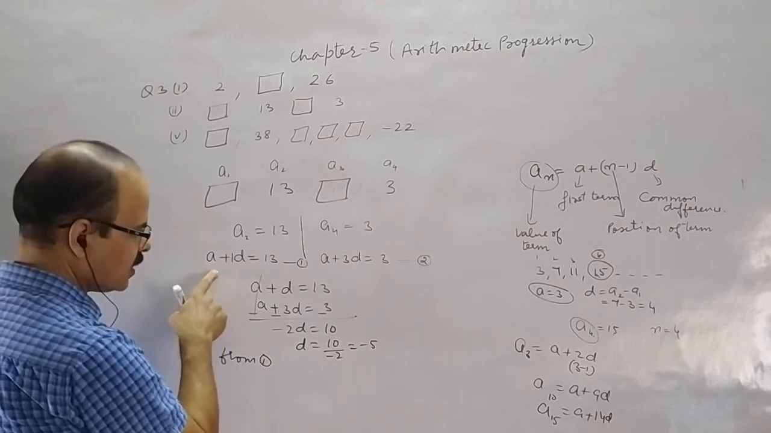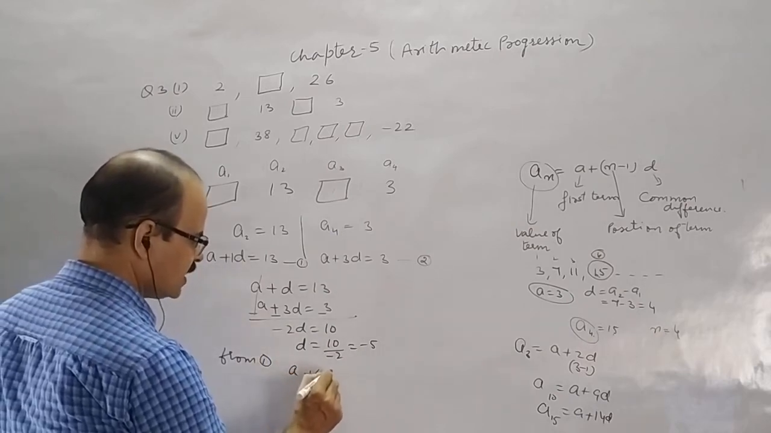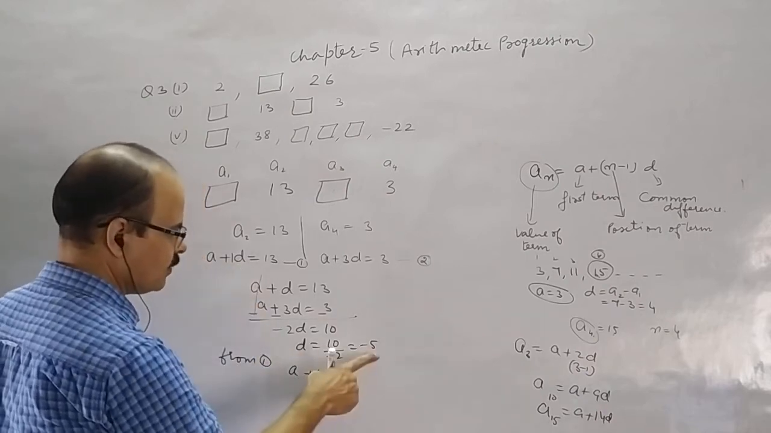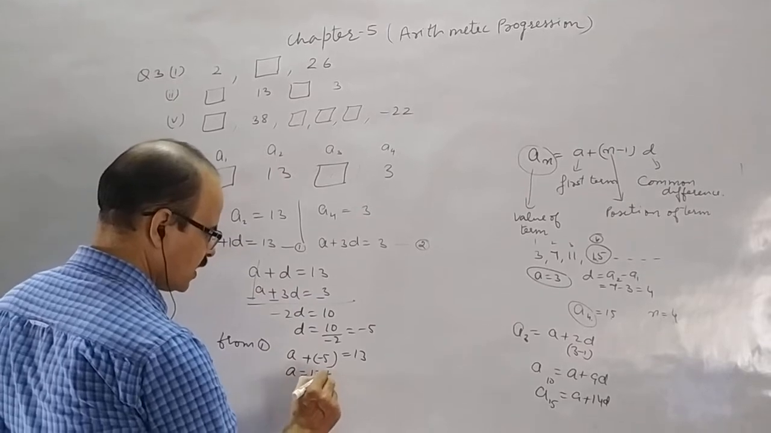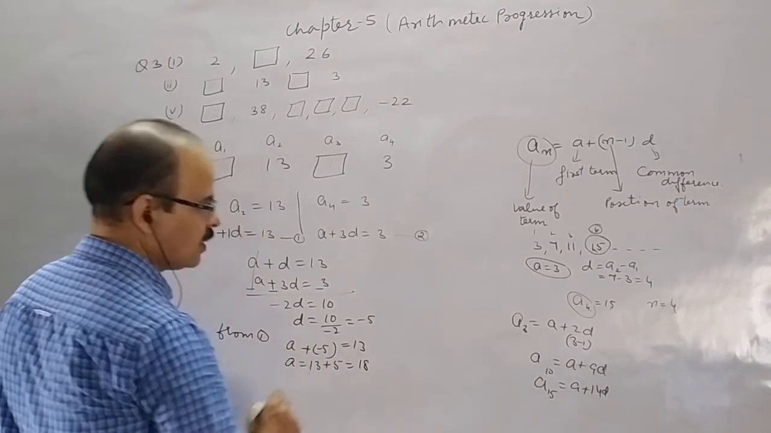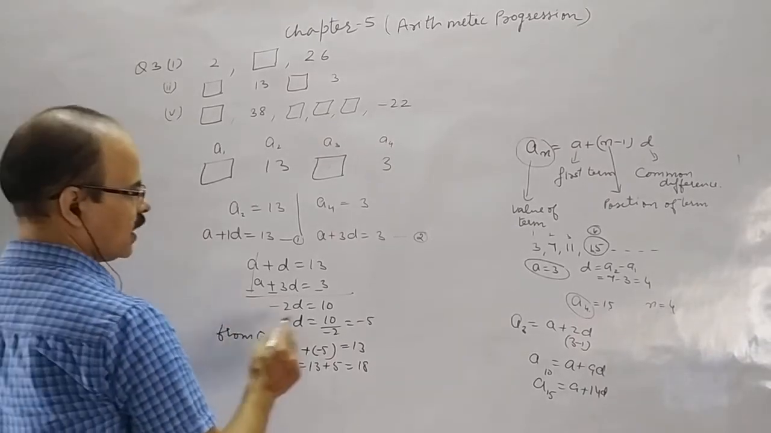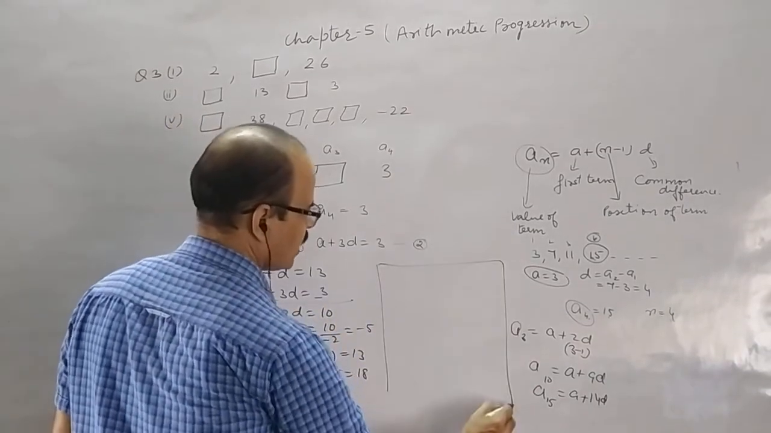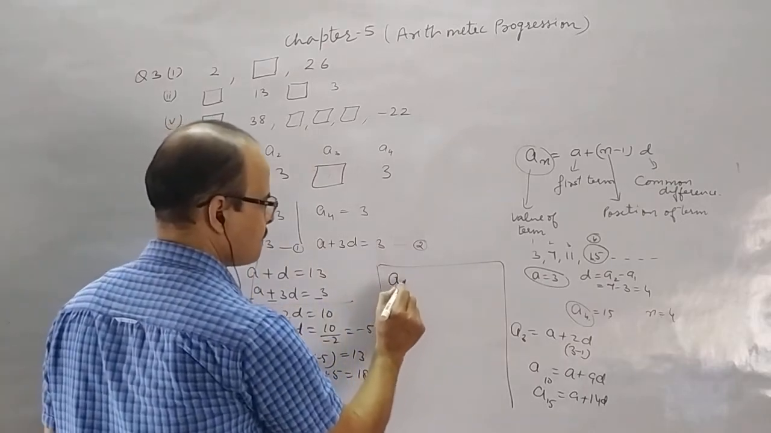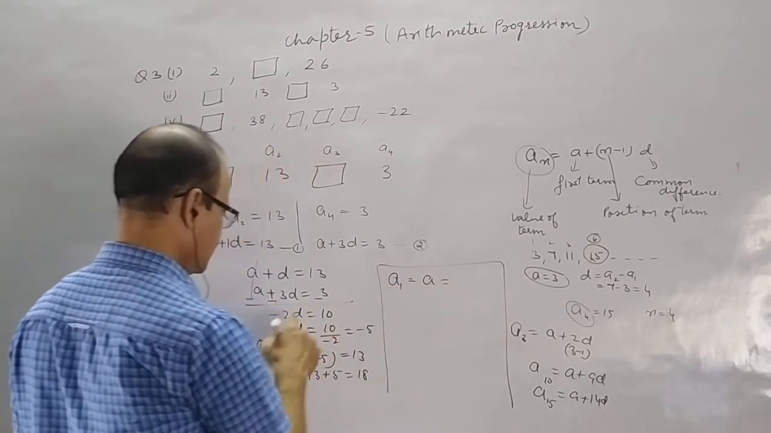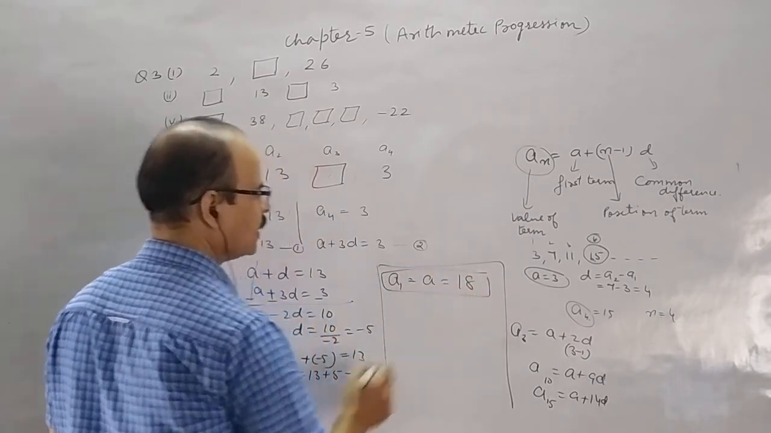A is your a plus minus d. The value of d is minus 5, we put it in, so this is equal to 13. So a will be equal to 13 plus 5, 18. We got a as 18 here. Now which term do we have to calculate here? We have to calculate a1. a1 is the first term, which is a. So the answer will be 18. The first missing term is 18.